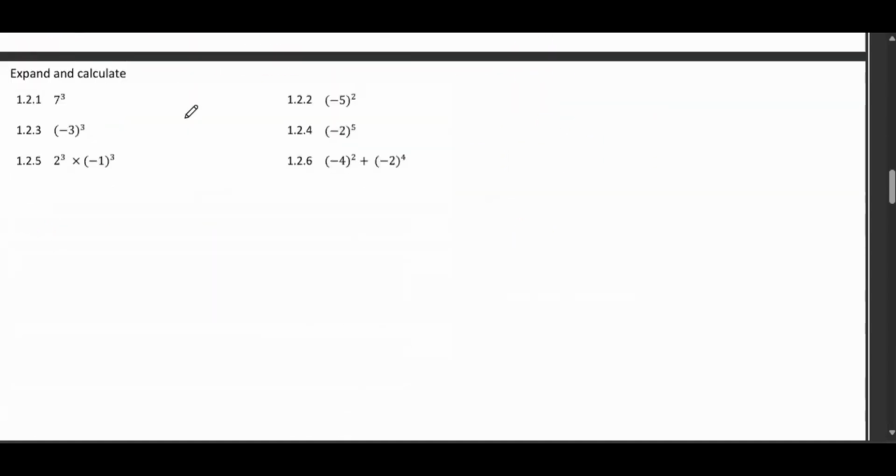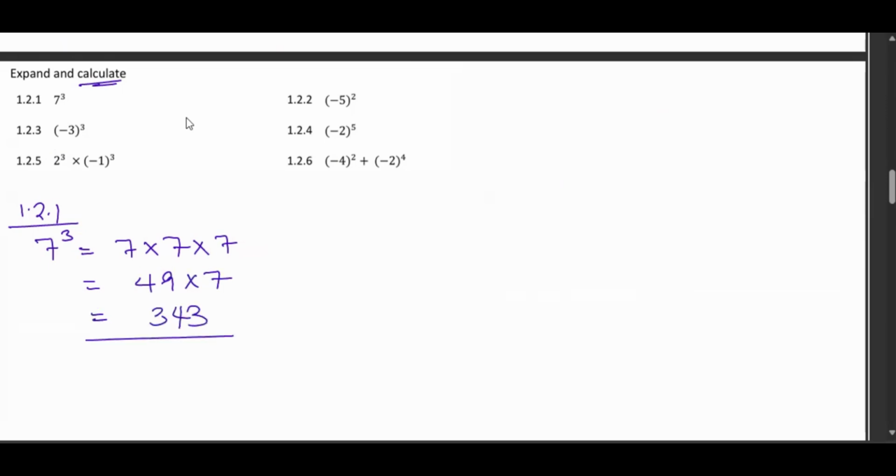They are telling us to expand and calculate. Now, expand and calculate meaning we need to have a final answer. So, expanding. When we look at 1.2.2, we have 7 to the power 3. When we expand this, that means 7 is multiplying itself 3 times, which is 7 times 7 times 7, which is 49 times 7. And the answer becomes 343. This is what they wanted you to do.